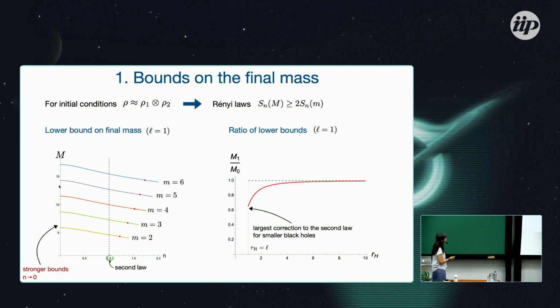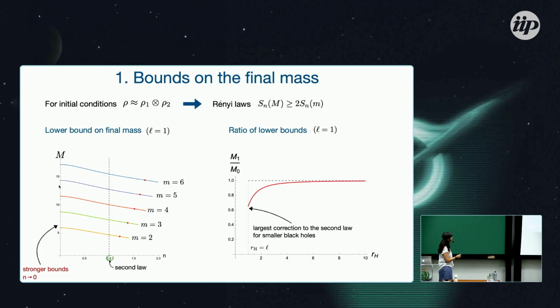Okay, given that expression, we can try to use it to put bounds on the mass of the final state. To do that in practice, we will assume that the two black holes have formed independently, from two independent collapses, so that the initial state is approximately factorized. In this way, we can write the Rényi entropies in this form, just as a function of the black hole masses, and work out the constraints, which are very simple. But to be clearer, I just plotted the results.